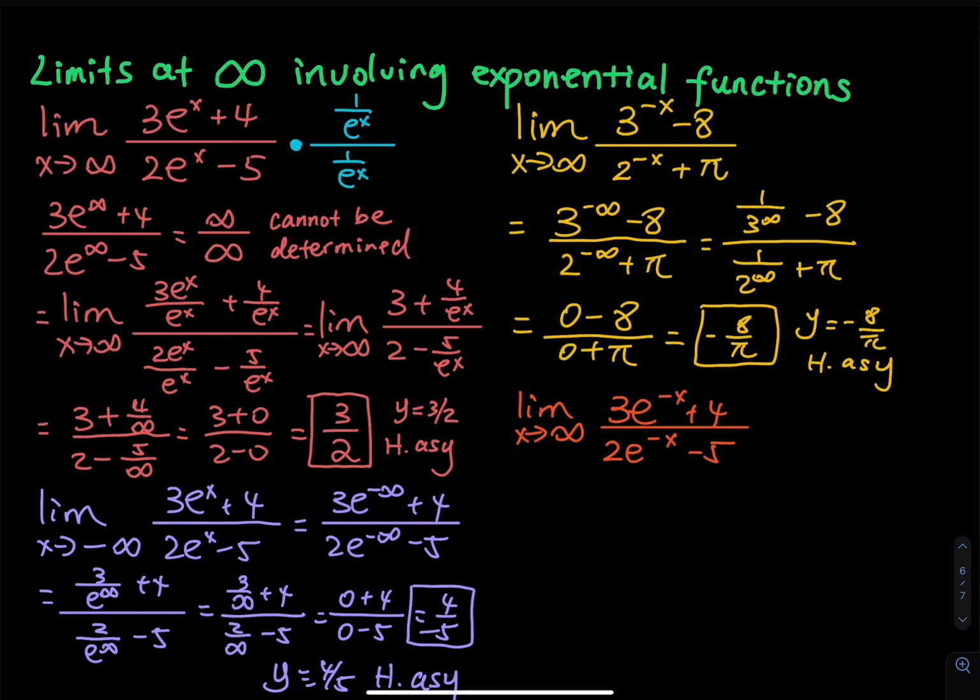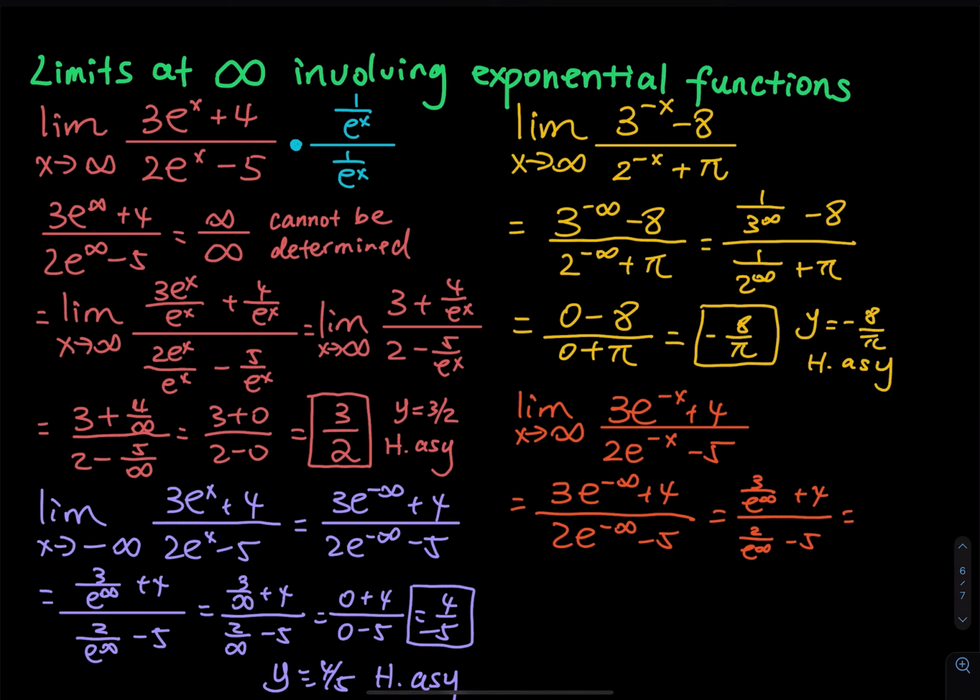Is it safe to do a plug-in here? Absolutely yes. So this is 3e to the negative infinity plus 4, and then 2e to the negative infinity minus 5. So this will be 3 times e to the negative infinity, plus 4, and then 2 times e to the negative infinity, minus 5. The fractions become 0, then you have 4 over negative 5. So for this function, y equals negative 4 over 5 is my horizontal asymptote. All right.